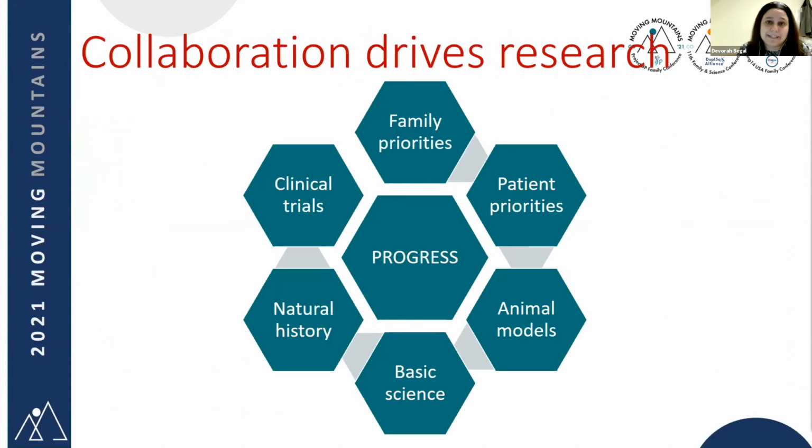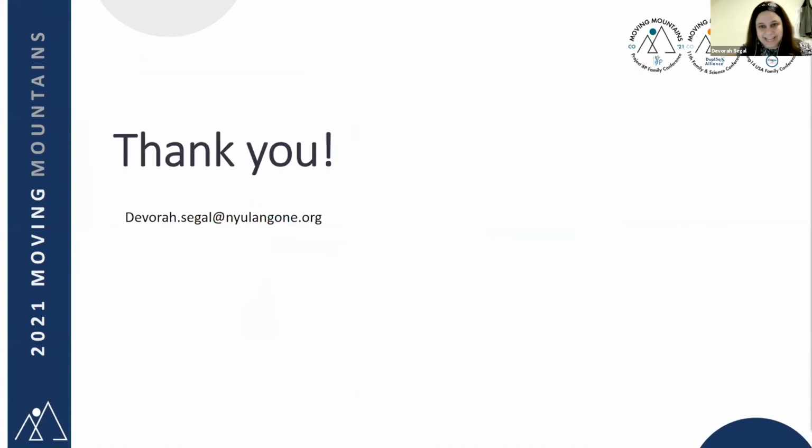Coming back to collaboration, that's really what drives both medical care and research. All of these pieces, the clinical trials, family priorities, patient priorities, and so on, combine together to form progress when it comes to rare diseases. And that is it. Any questions?